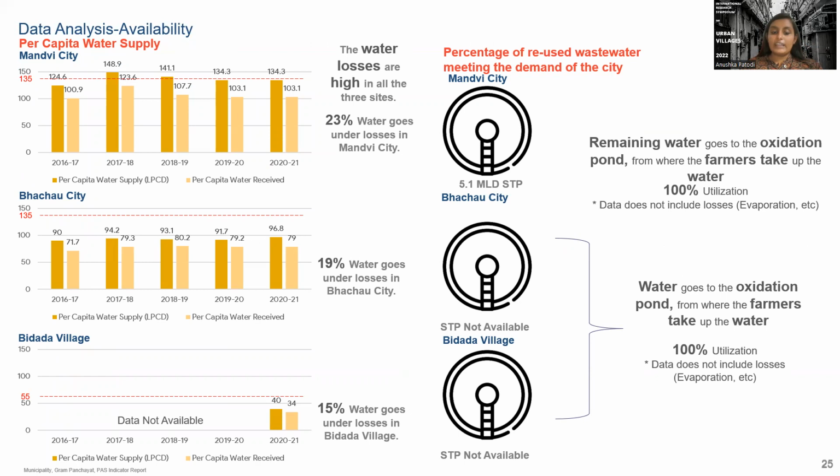Coming to the next indicator, which is percentage of reused wastewater meeting the demand of the city. It is to be observed that 100% utilization of the wastewater takes place in all the three sites and is taken up by the farmers, but only Manvi has an STP, and the water taken up by the farmers remains untreated and poses a health risk. Also, the data is not indicative of losses such as evaporation.